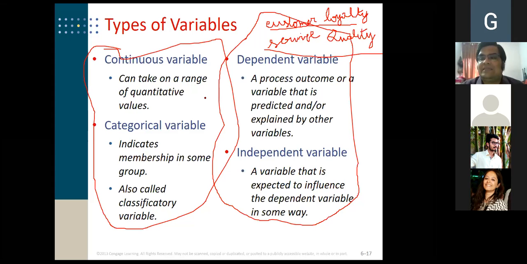But in the class, I will give a very simple example. How many male students are there and how many female students are there? It indicates membership in some group. Either a student will be male or female. It is also called a classificatory variable. Classificatory means classifications. Categorical, classificatory, all are the same. Suppose Hindu, Christian, Muslim: some students may be Hindu, some Christian, some Muslim. This is called a categorical variable.